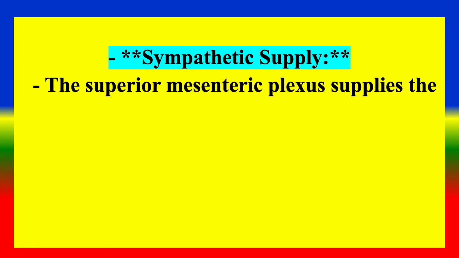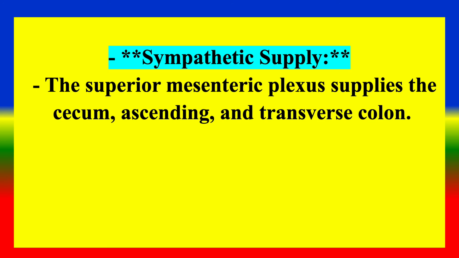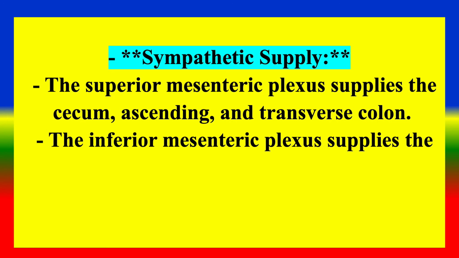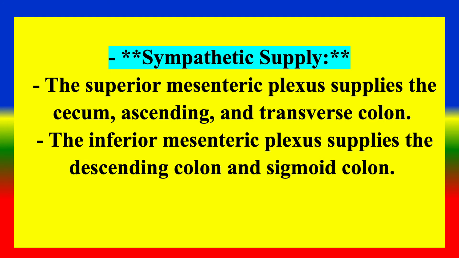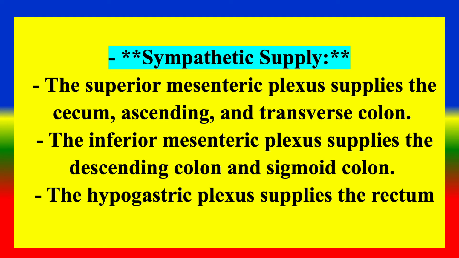Sympathetic supply. Superior mesenteric plexus supplies the caecum, ascending and transverse colon. The inferior mesenteric plexus supplies the descending colon and sigmoid colon. The hypogastric plexus supplies the rectum and anal canal.